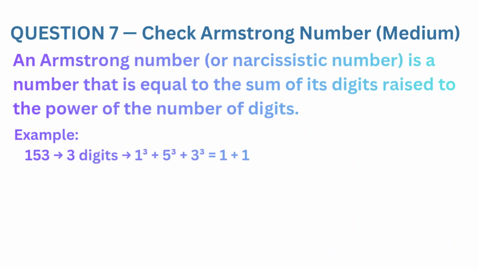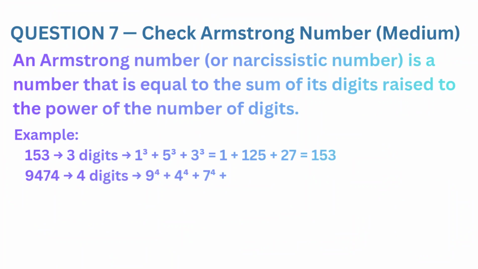That means 1 plus 125 plus 27 equal to 153. So the result of the 153 is the same as the initial number. So this can be treated as an Armstrong number. So we raise each digit to the power equal to the total number of digits. If the sum matches the original number, that means it will be the Armstrong.